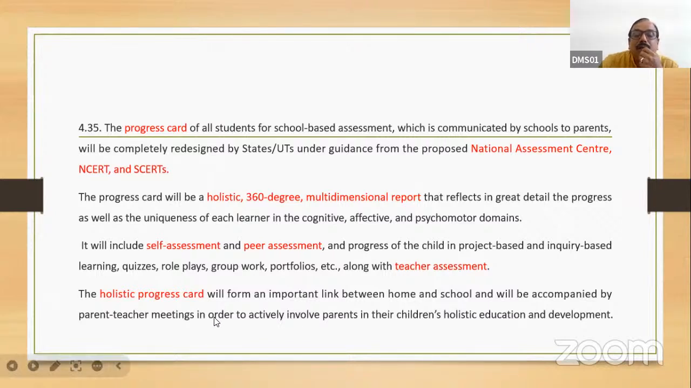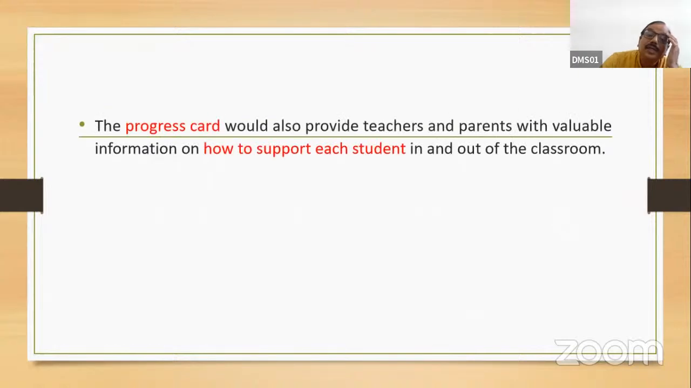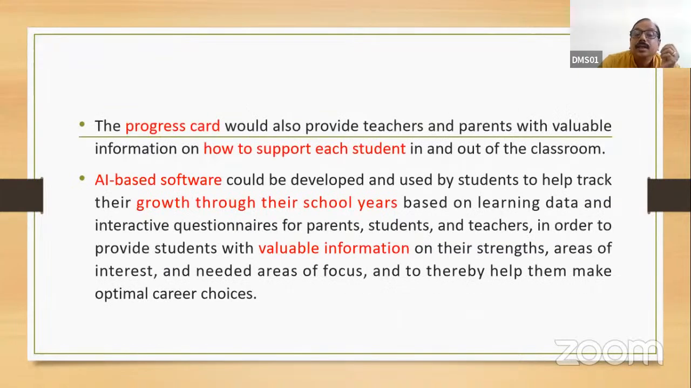So parent-teacher meetings, associations and constant interaction with parents are essential in developing this holistic report card. This report card will help us support each student in and out of the classroom. It should talk about the strengths of the student, the weaknesses of the student, and the opportunities for him to improve upon the weaknesses and how that could be done. So these must be looked into.